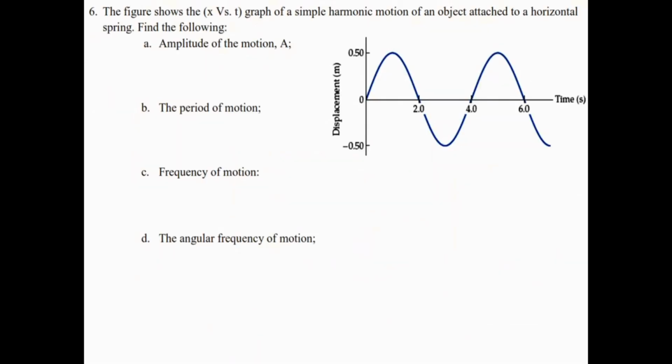Next question. The figure shows the x versus t graph of a simple harmonic motion of an object attached to the horizontal spring. Find the following. So here the figure is given. By using the figure, we are going to answer the questions. Clear? Okay, what is given in the figure?